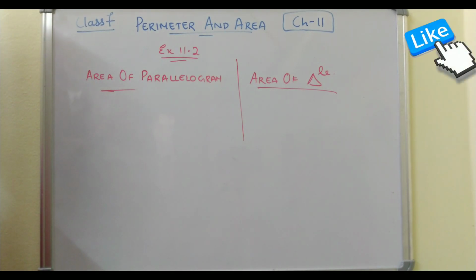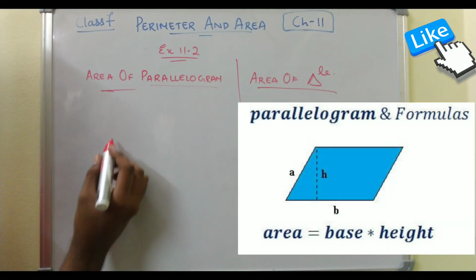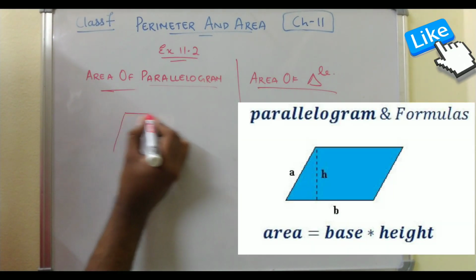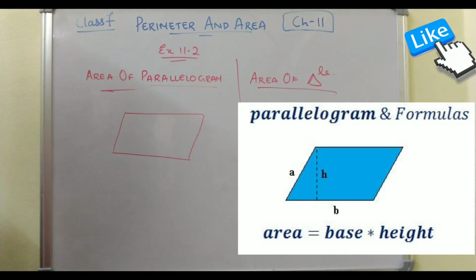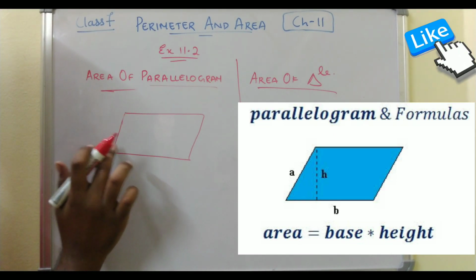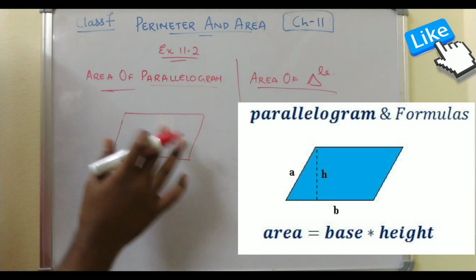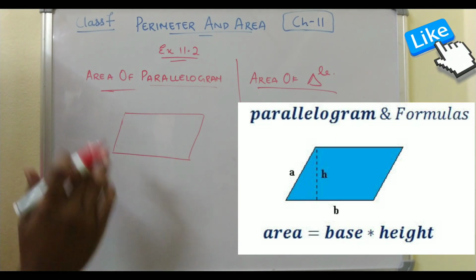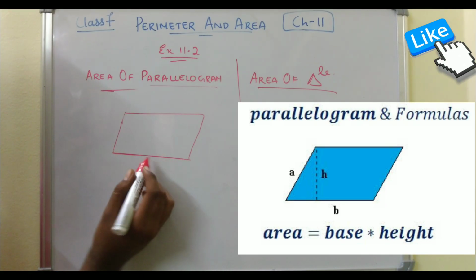Okay. Now, first we'll take up the parallelogram. Now, what is its shape? It looks like a type of rectangle, but this angle will not be 90 degrees. That's the major difference here. Okay, so this is a basic parallelogram.